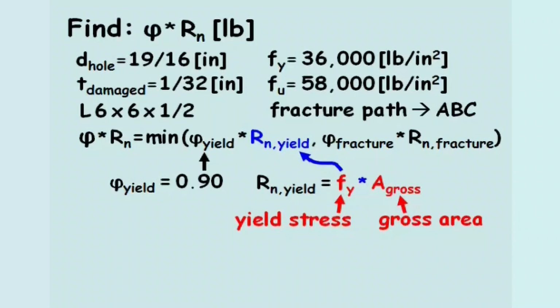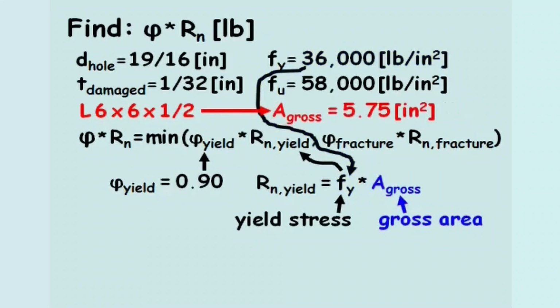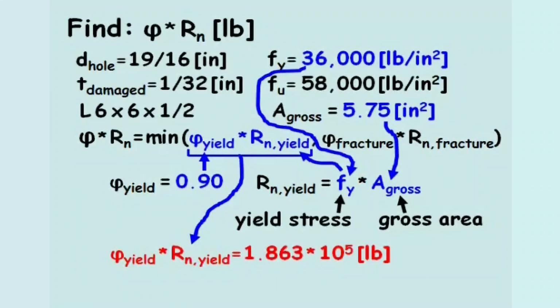The problem statement provides the yield stress as 36,000 pounds per square inch. And we can look up the gross area for a 6 by 6 by 1/2 L-beam, which equals 5.75 inches squared. After plugging in these three variables, the design strength resisting a yield failure equals 1.863 times 10 to the 5 pounds.